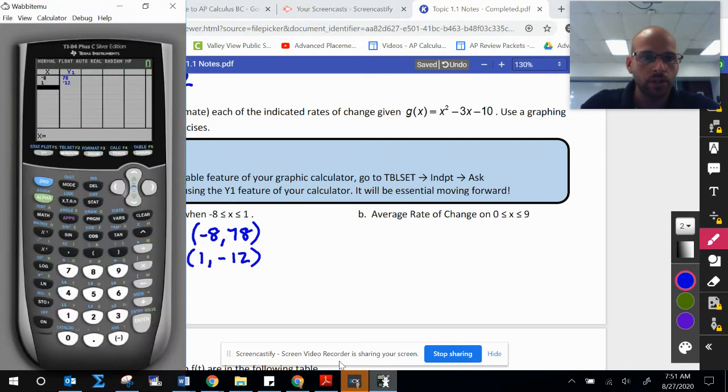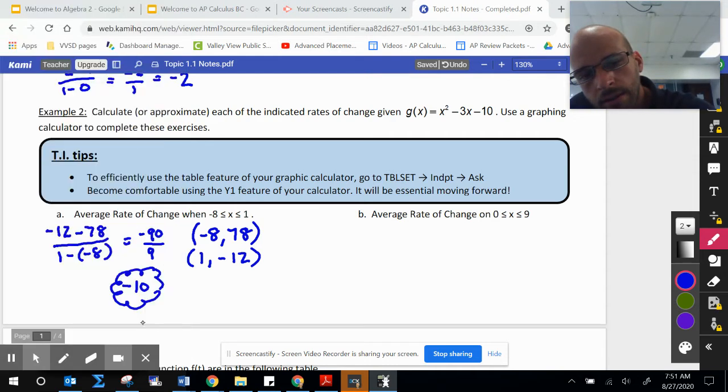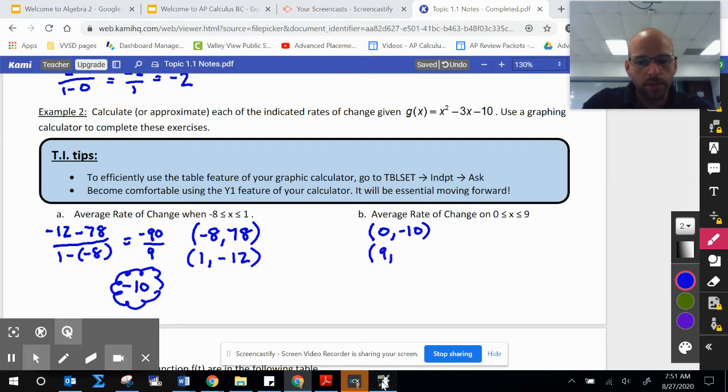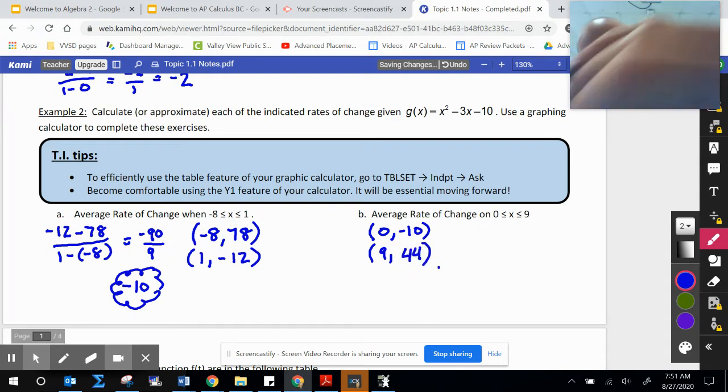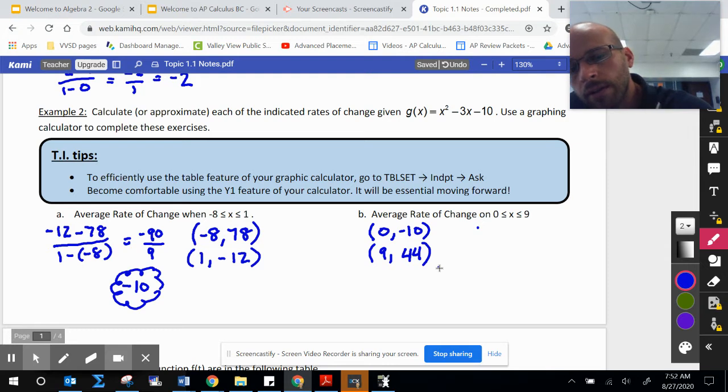Feel free to pause. You could do it on your own. I'm just going to type in the next two y values, 0 and 9. And I know 0 is -10 and 9 ended up being, I believe it was 44. Yep, there we go, 44. So if I find that average rate of change, I'm going to have 44.